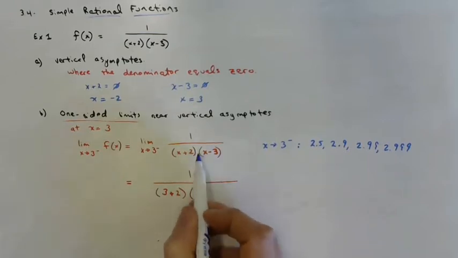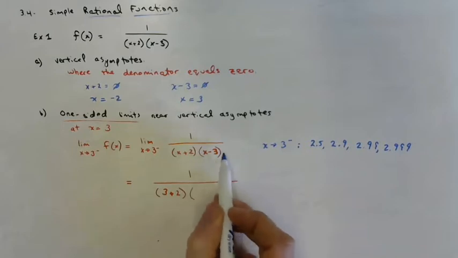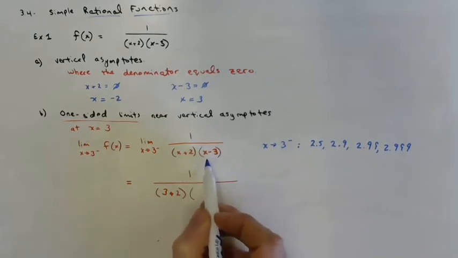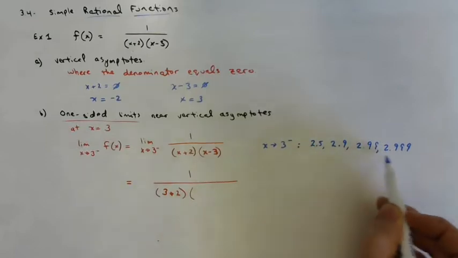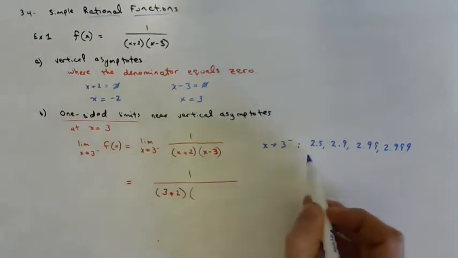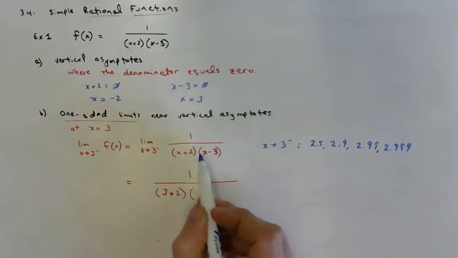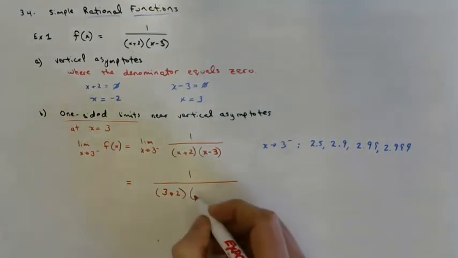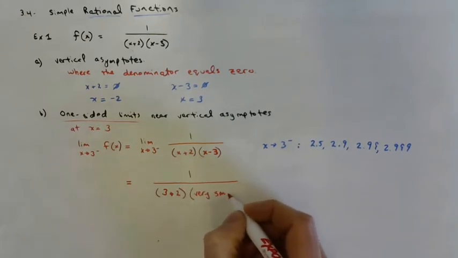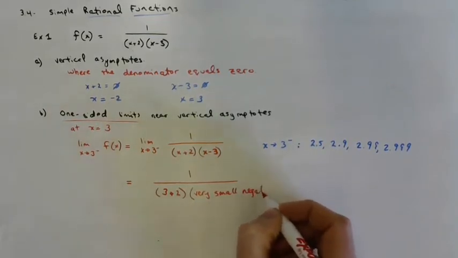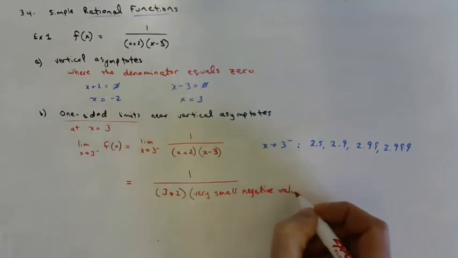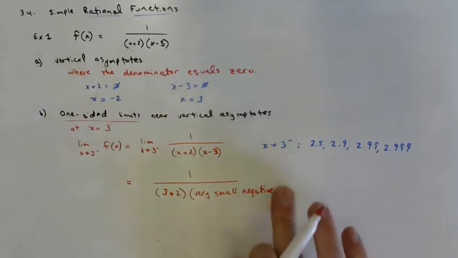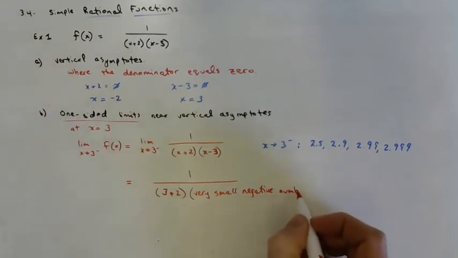So what happens to this bracket, x minus 3? Well, it's going to get smaller and smaller as x gets closer to 3. But we also know that the sign, because x is always going to be less than 3, it's approaching 3, but it's never going to get there from the left, that this bracket is always going to be negative. So it's a very small negative number.